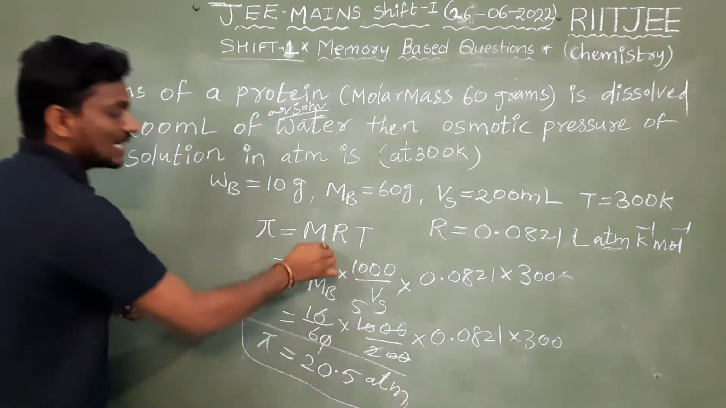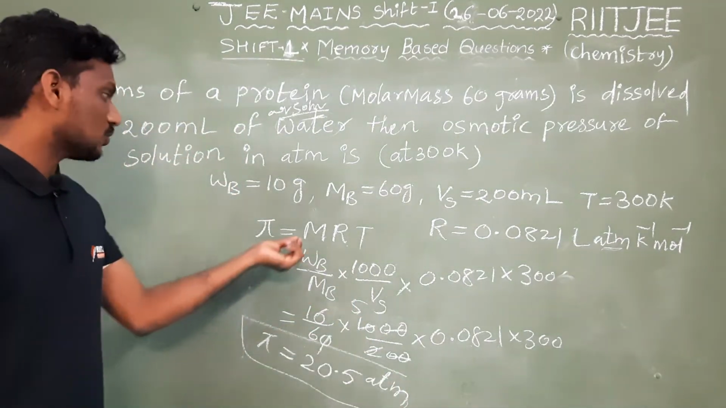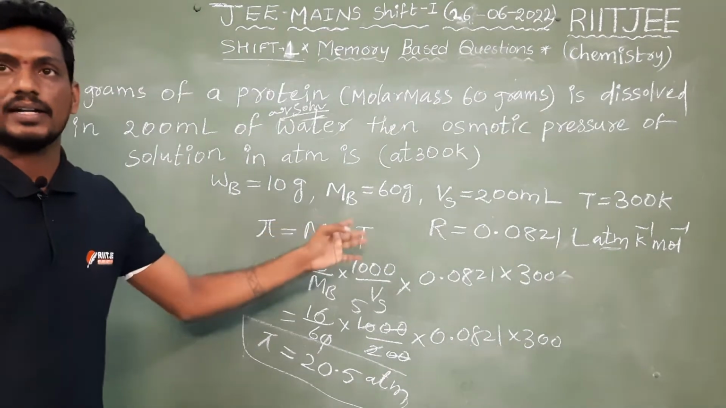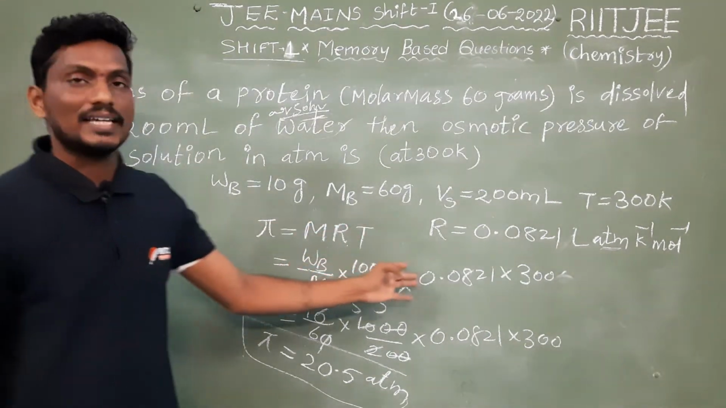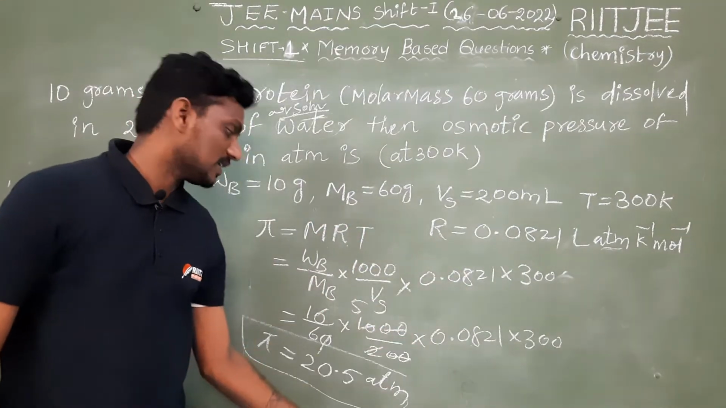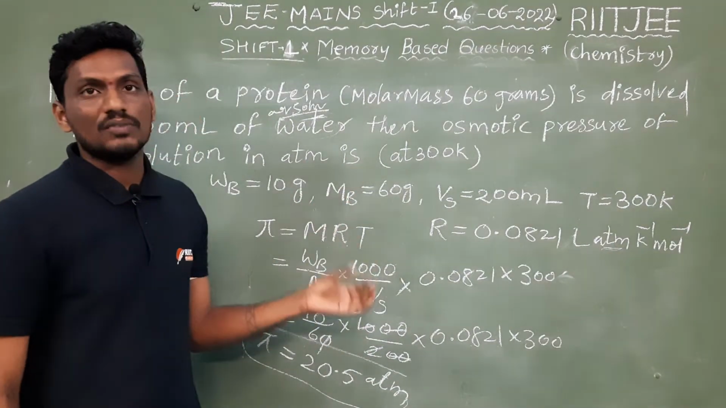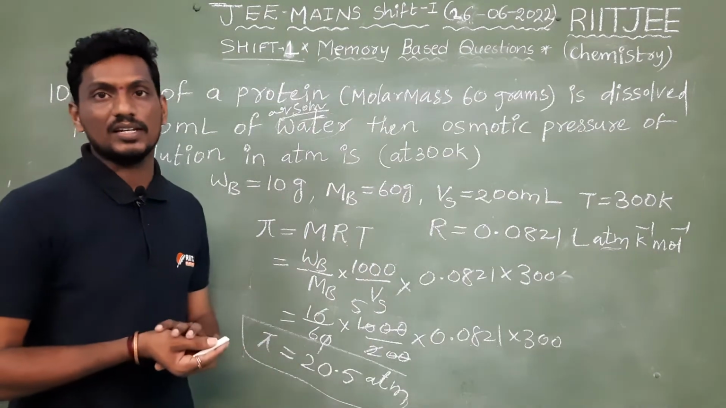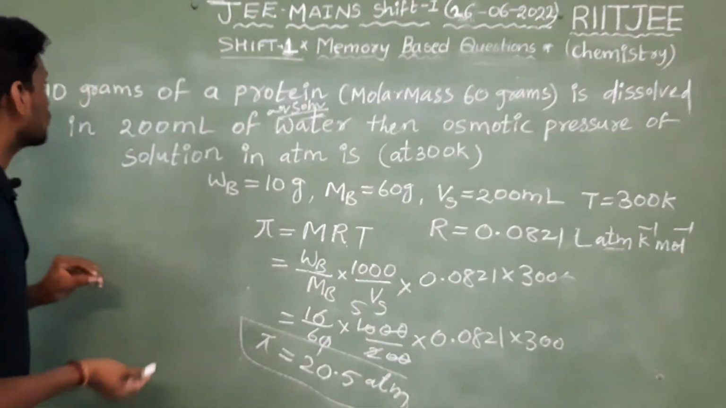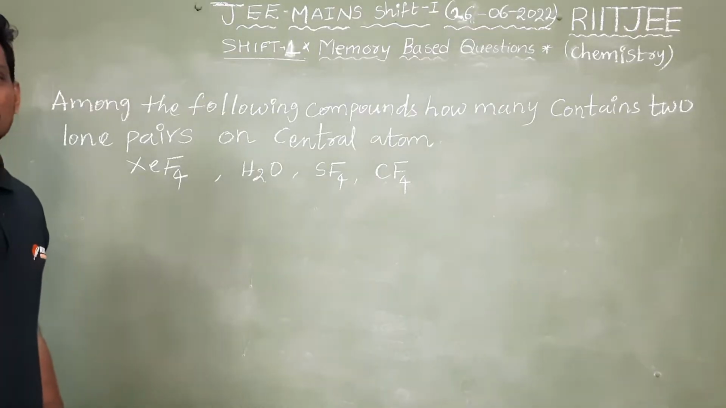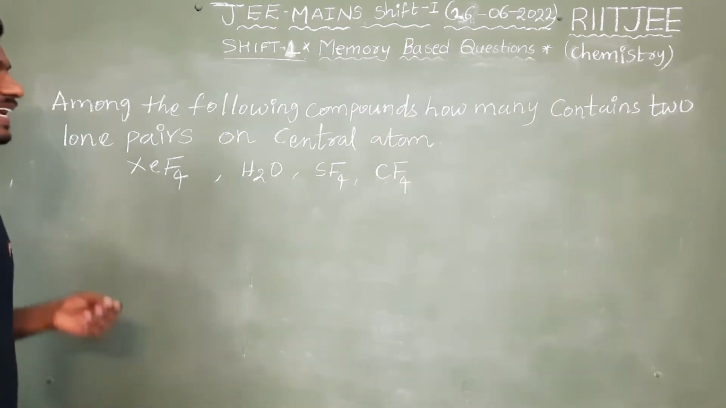Simple question, just a formula based question only. Pi is equal to MRT. If you use the molarity and substitute in the calculation, the final answer is 20.5 atm. A very simple question which came from the solution chapter of physical chemistry. Let us move to the next question here.